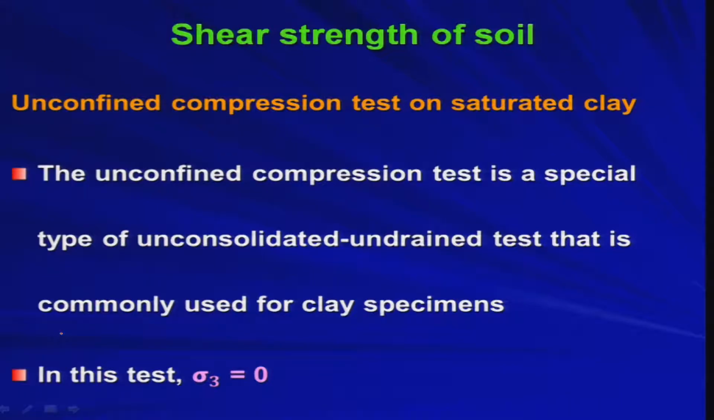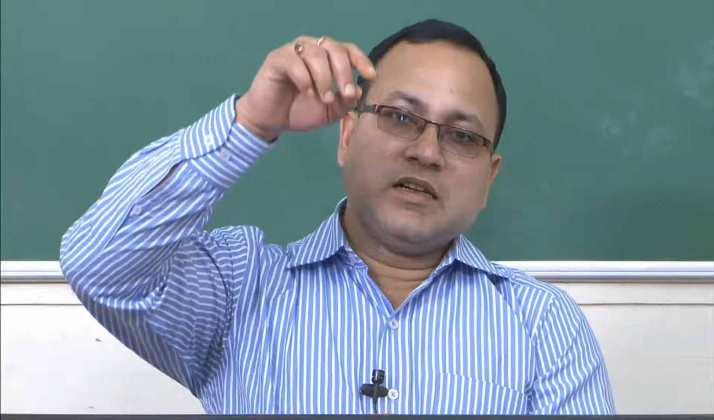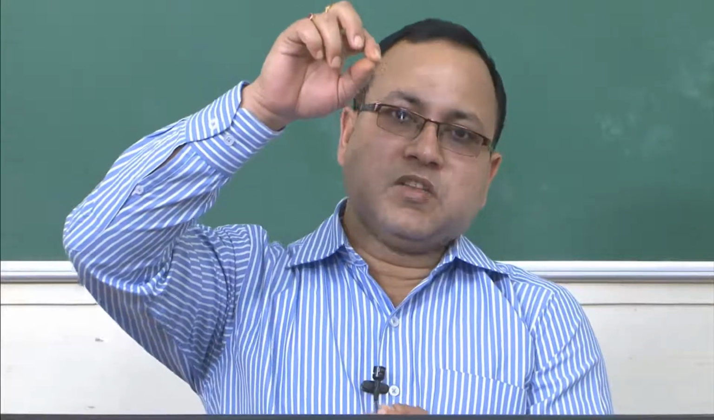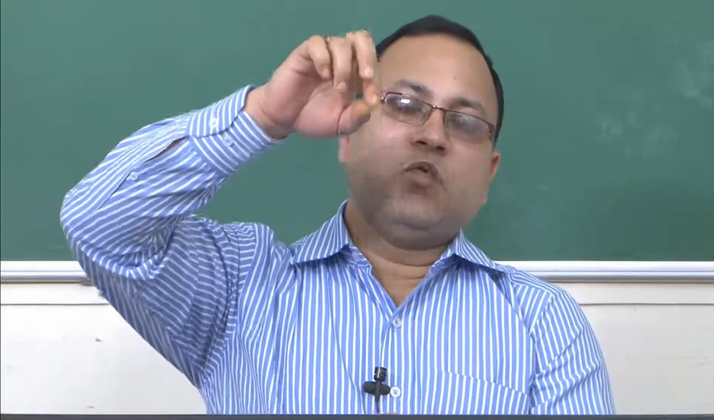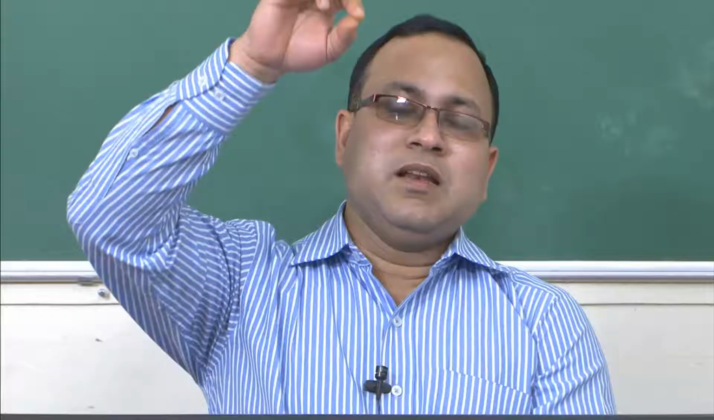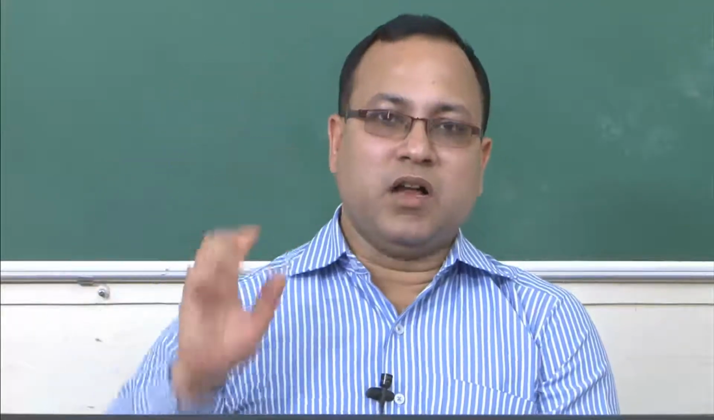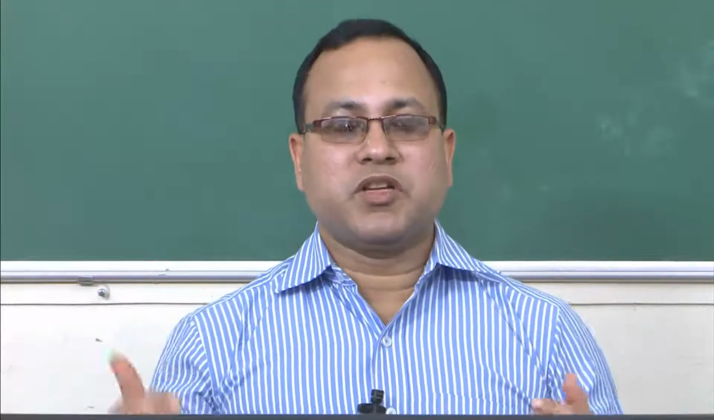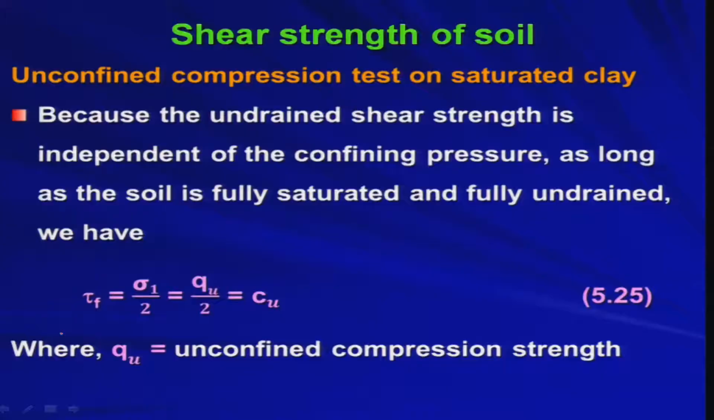Now, if sigma 3 is 0, then what can you think of? If sigma 3 is 0, that means your confining pressure, that is the cell pressure, is not there. So, you are considering a cylindrical soil sample and you are shearing it with the application of only axial stress, that is your sigma 1. There is no all round cell pressure acting on the soil sample.